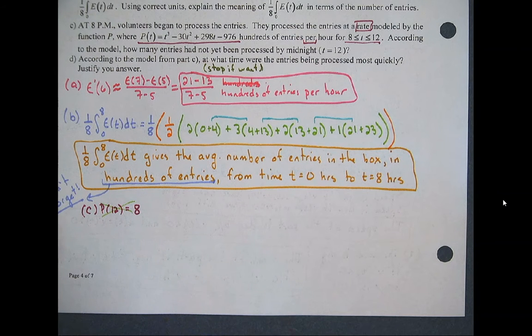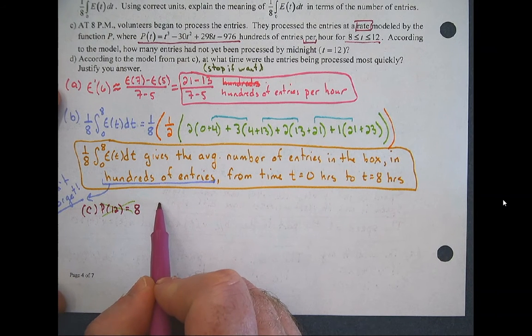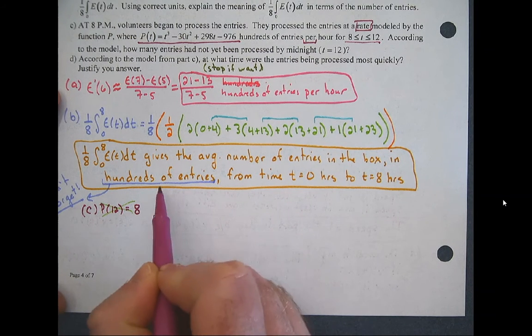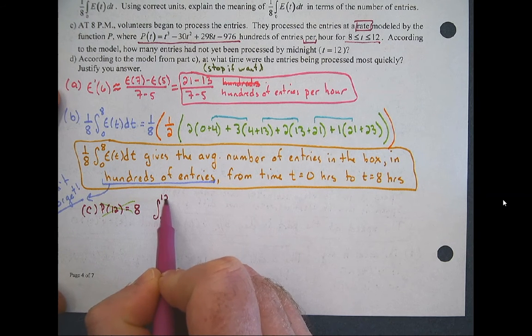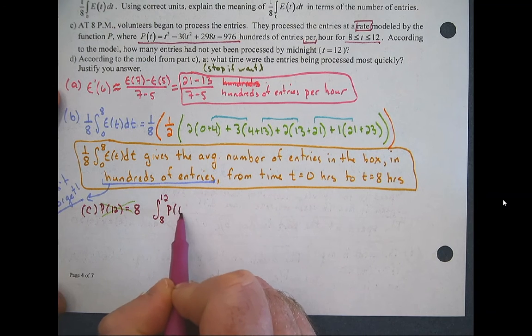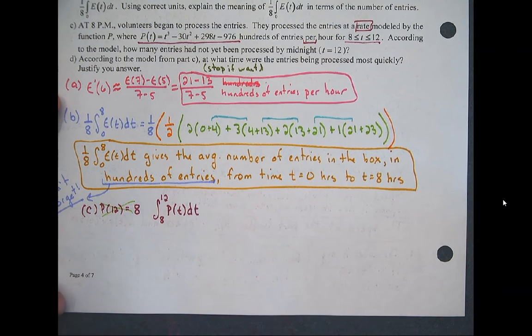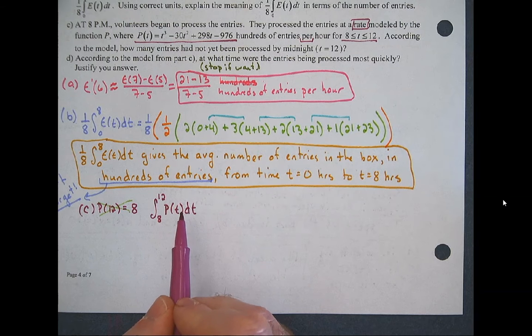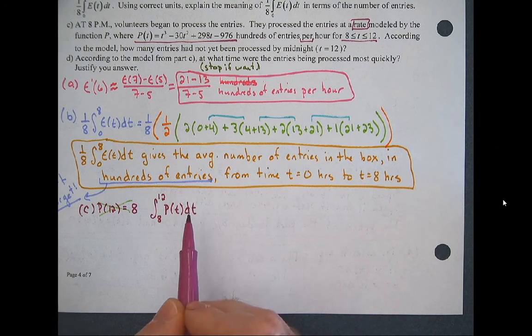So I want to go that route. Now, when I was watching Corpy's video, he came in with the final amount right off the bat, but I'm going to save it to the end. I'm going to think about it a little bit differently. So if I integrate from 8 until 12 of P of t dt, when I integrate that, it's going to tell me how many entries were processed total.